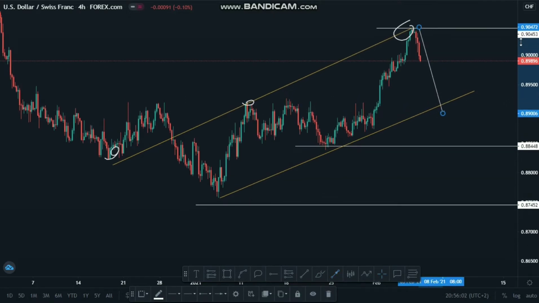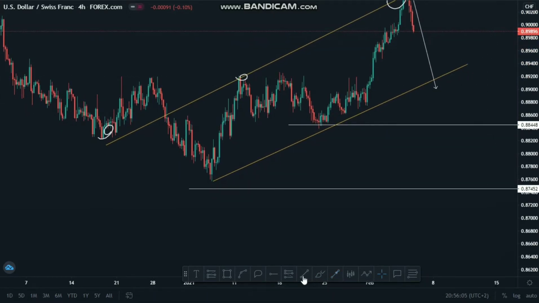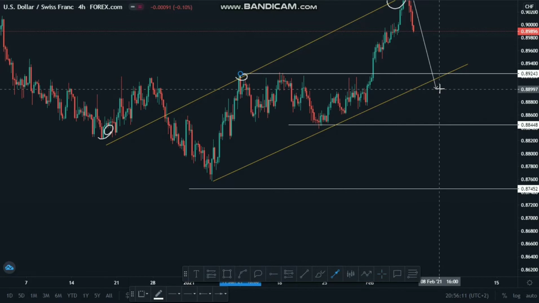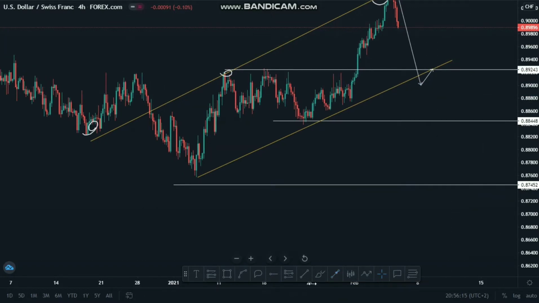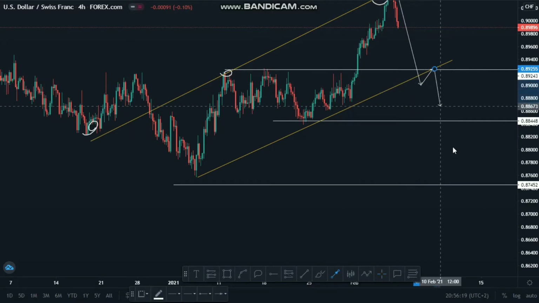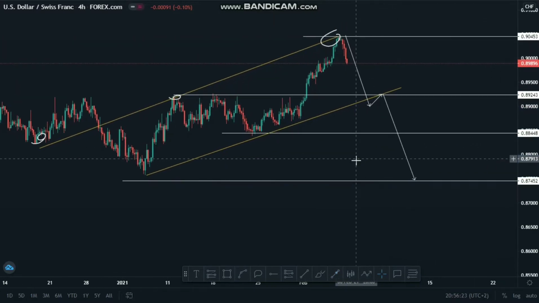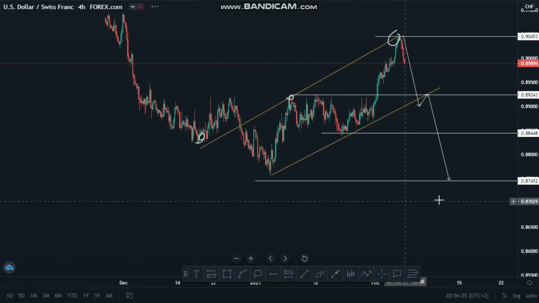Then around this level, after a breakout, and there's also a significant level here, we're expecting a retest here. Then after this retest on this zone, we're expecting what? A push to the downside. So we know the overall direction of USDCHF is a possible sell to the downside.